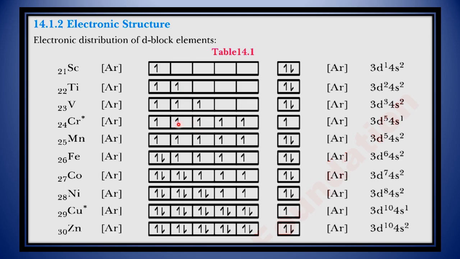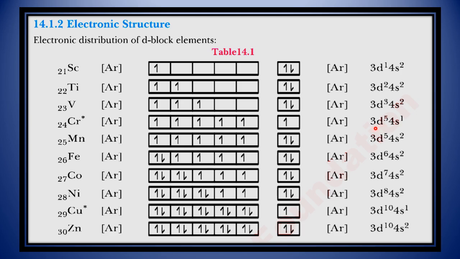As we move on to vanadium, the electronic configuration is 4s2 3d3. So the third electron is added in the third degenerate d orbital. Now students, for chromium, the electronic configuration should be 4s2 3d4. But over here, you can see it is a little different. It is 4s1 3d5. Now what is the reason for this change?